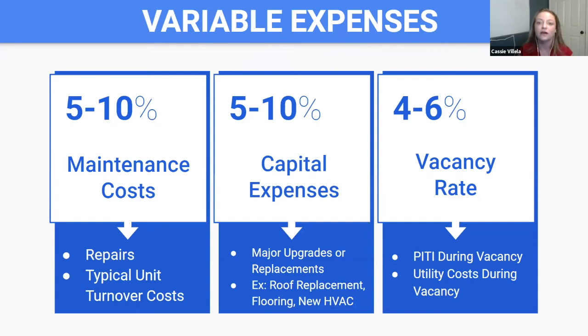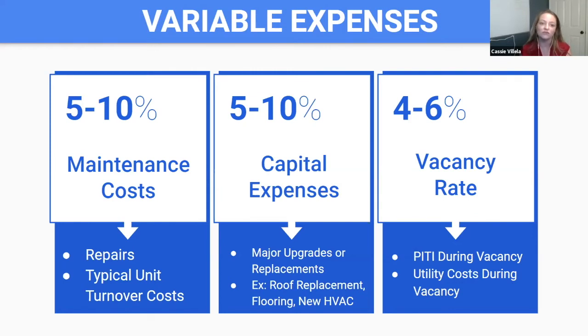And then your variable expenses. So the first one is maintenance costs, 5 to 10%. This is going to be just your everyday repairs. Your tenant is in the property and they call you or your property manager and say there's a leak, or the AC broke, or whatever the different little repairs are, the disposal's not working, you name it. You are going to have those repairs. I have never had a property go a year without needing some kind of repair.